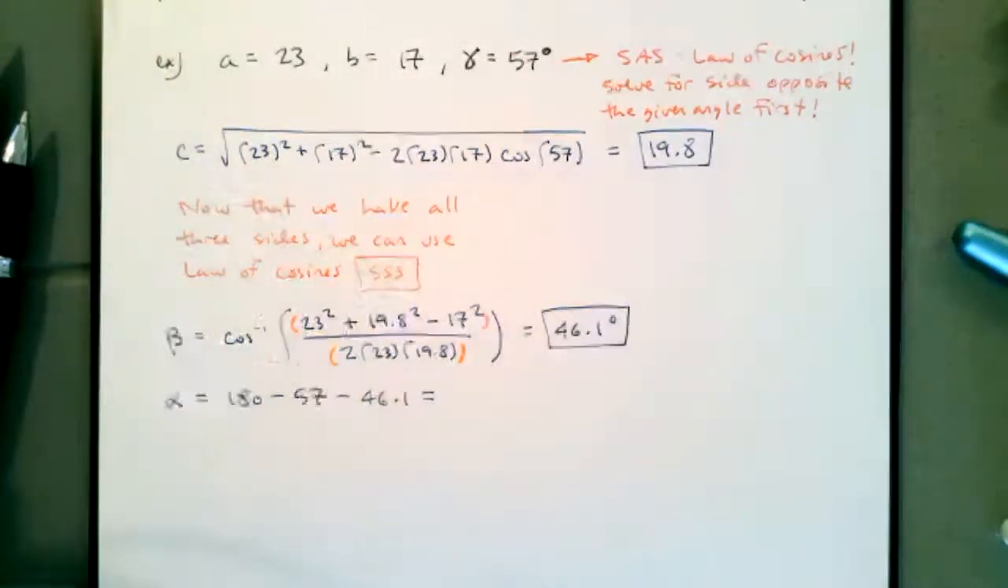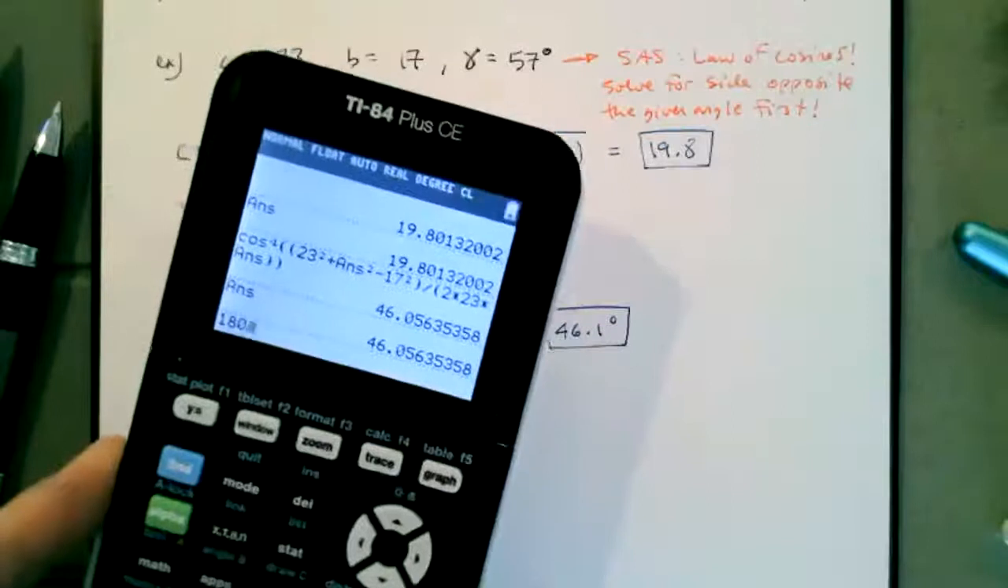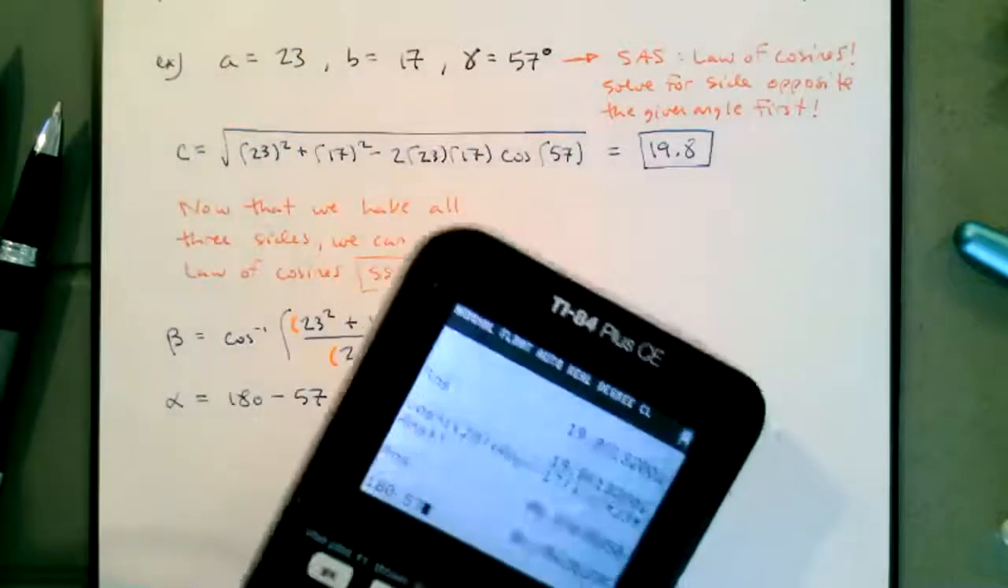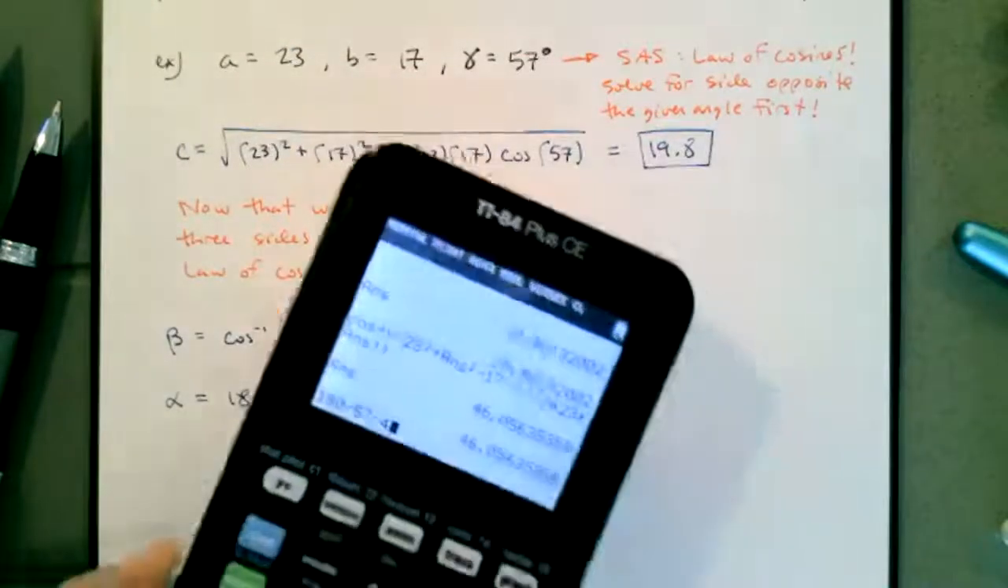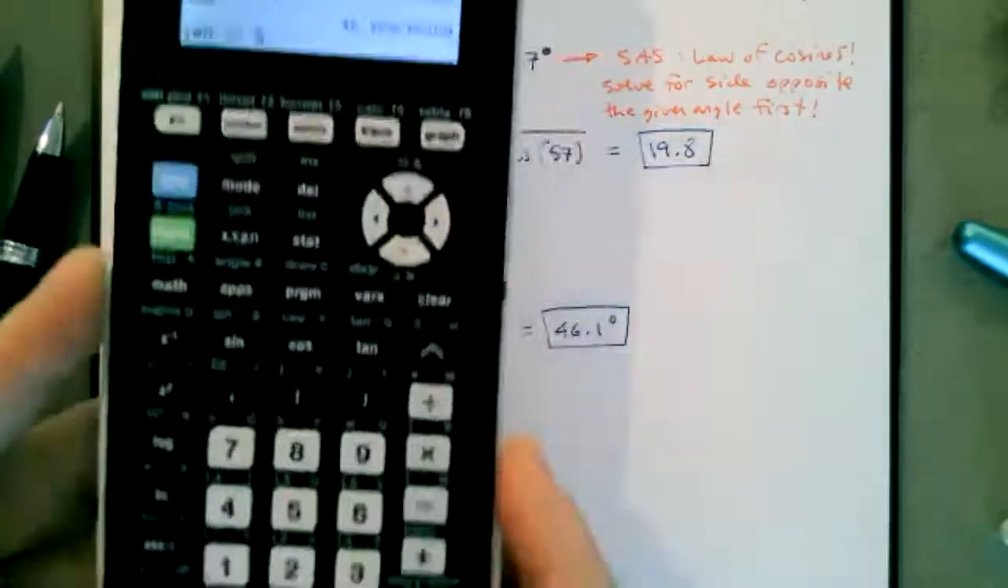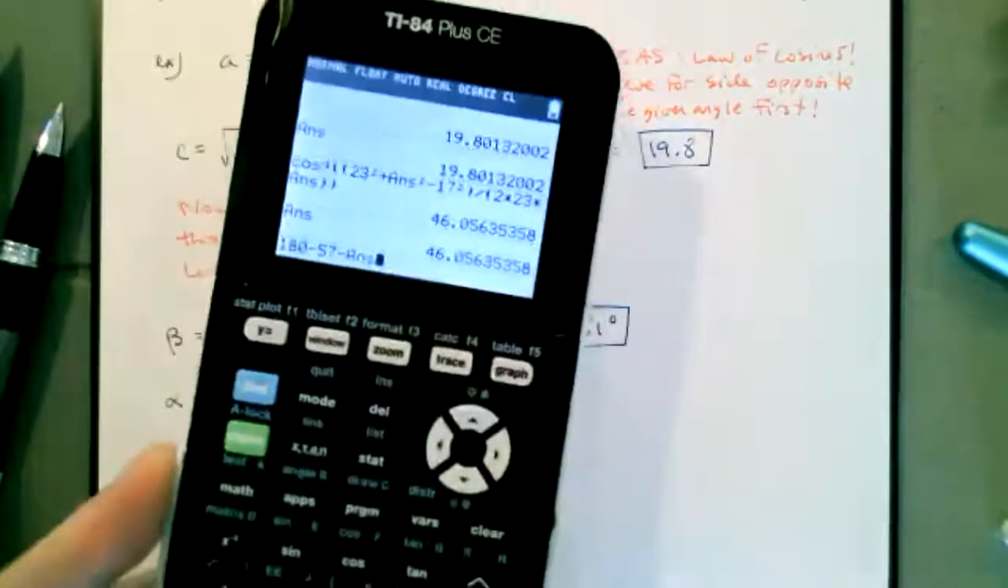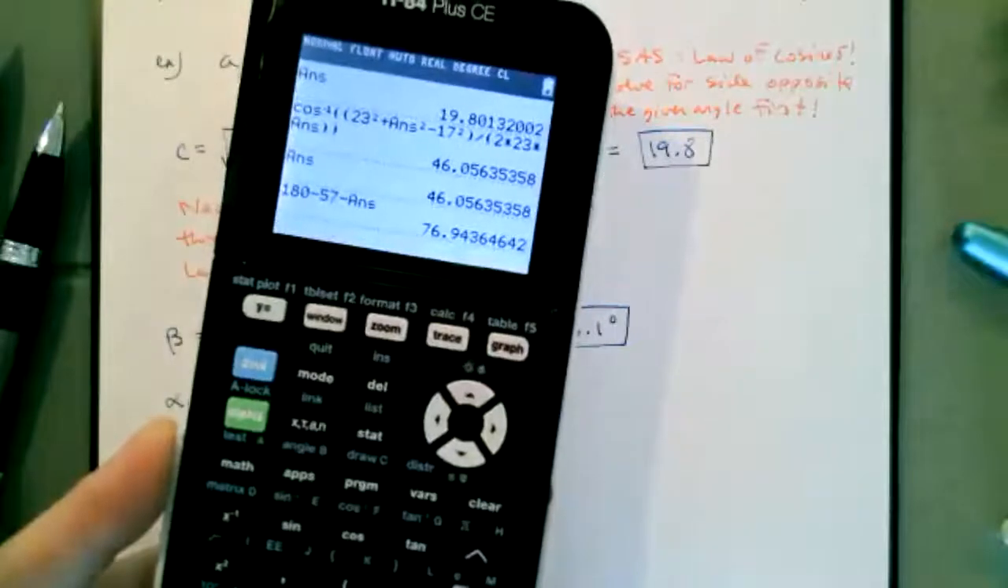So we'll just do 180 minus the 57 minus the 46.1. Oh, actually, I can use the 46.1 button that I have. And I get 76.9.